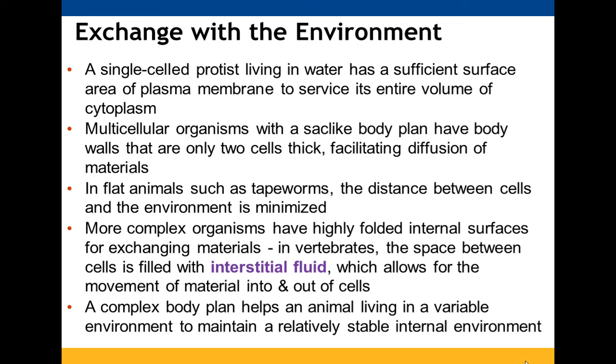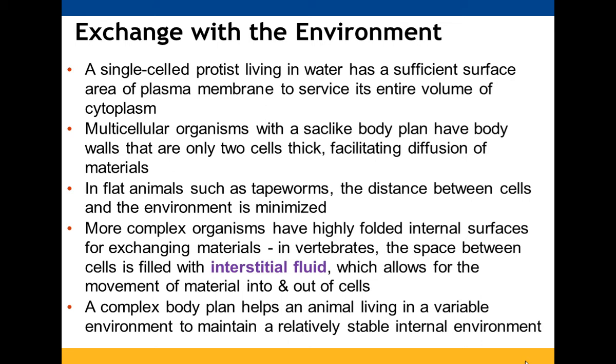Multicellular organisms that are more of a sac-like body plan, two cells thick, will also be able to allow diffusion of materials. If you have tapeworms, more flat animals, the distance between those cells and the environment is going to be simplified as much as possible. And as we get more complex, such as in humans, we've got lots of folded internal surfaces that help to allow those materials to be exchanged from one side to the other.